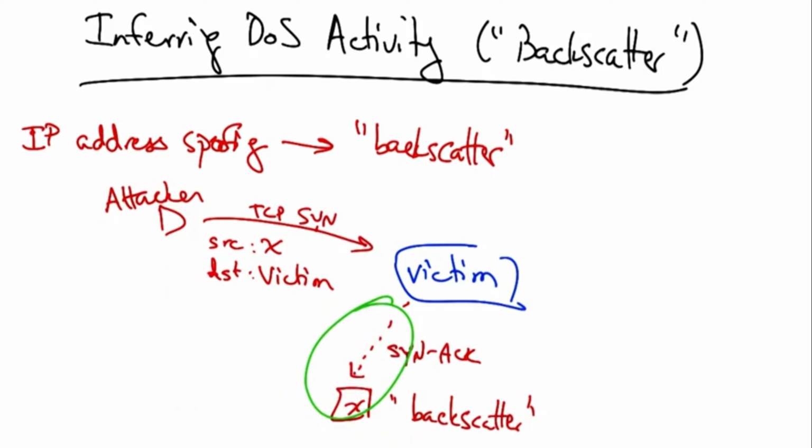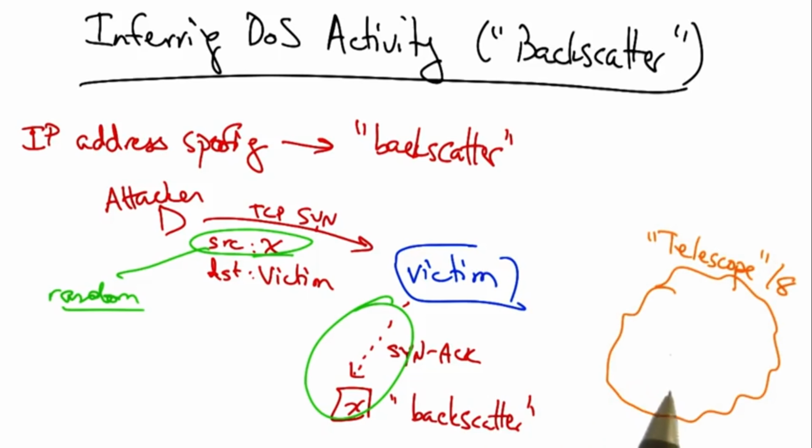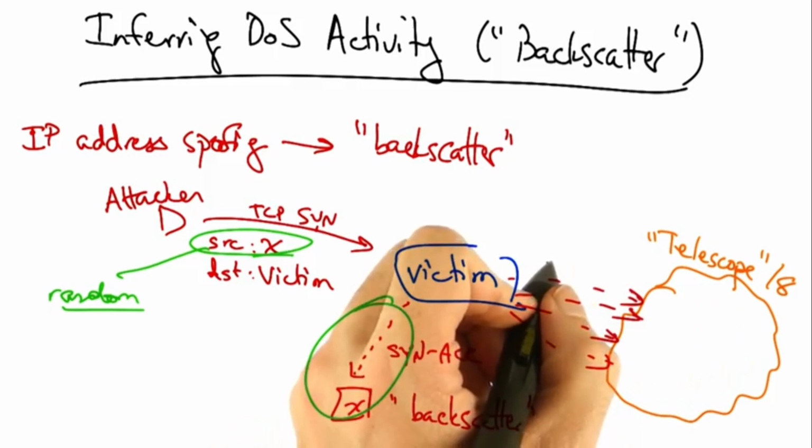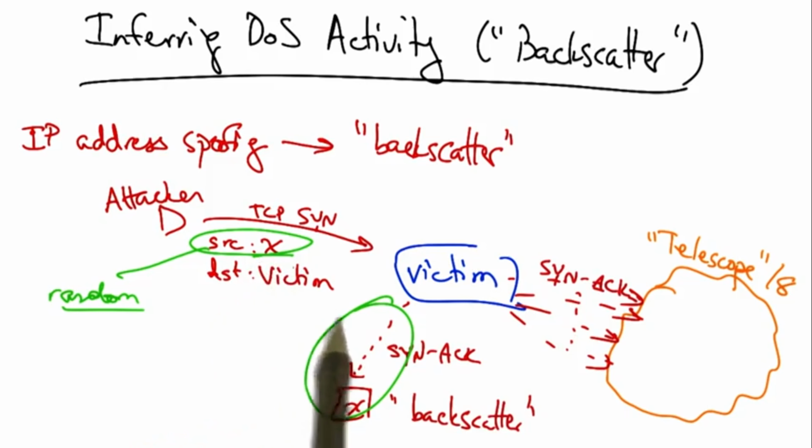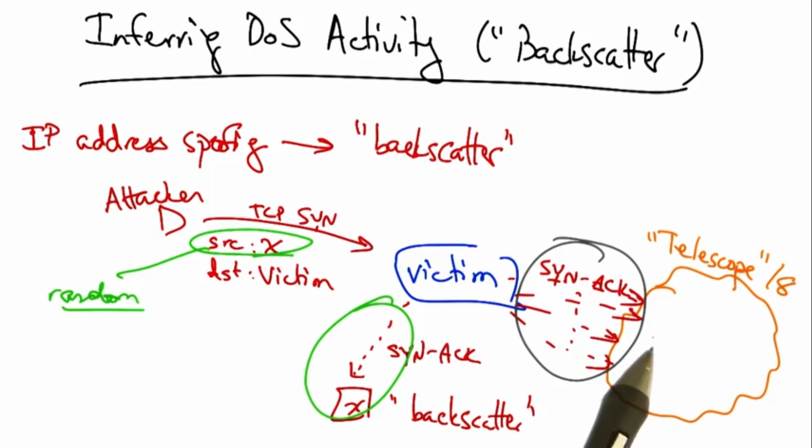Now, the interesting thing about backscatter is that if we can assume that these source IP addresses are selected by the attacker at random, then we could set up a portion of the network where we could monitor this backscatter traffic, coming back as SYN ACK replies to forged source IP addresses. If we assume that these source IP addresses are picked uniformly at random, then the amount of traffic that we see as backscatter represents a fraction that's proportional to the size of the overall attack.